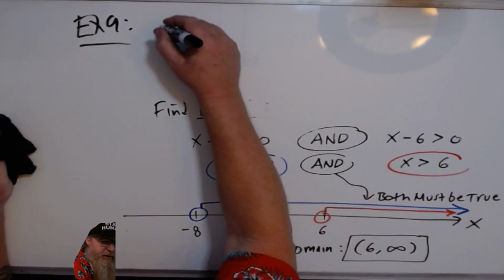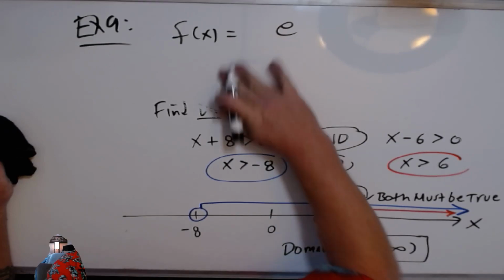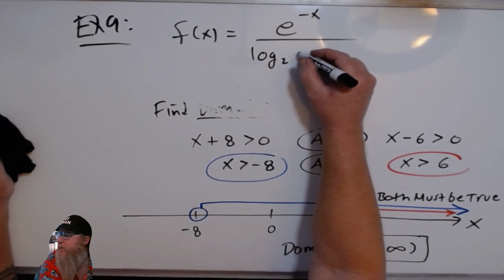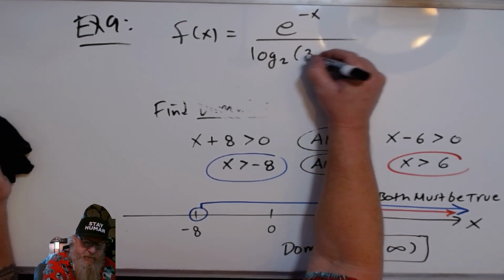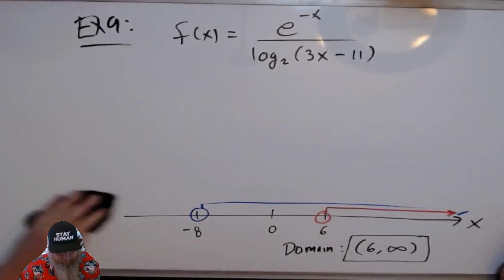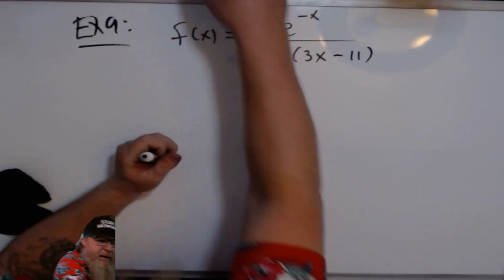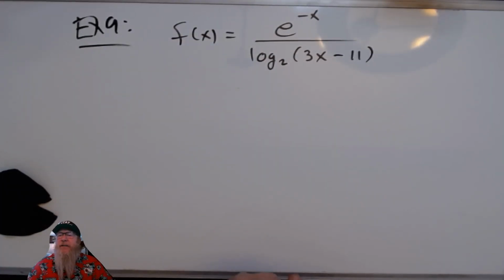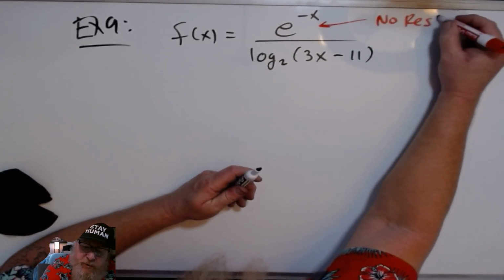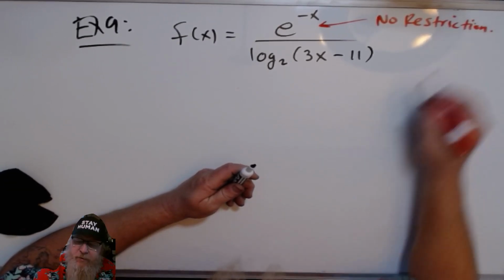Okay, so I've got f of x is e to the negative x over log base 2 of 3x minus 11. All right. So the reason why I mentioned the exponential functions earlier is because you can just ignore them. If there's no restriction, then you can ignore it.